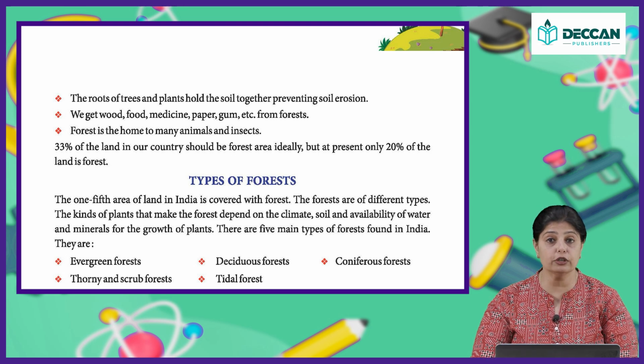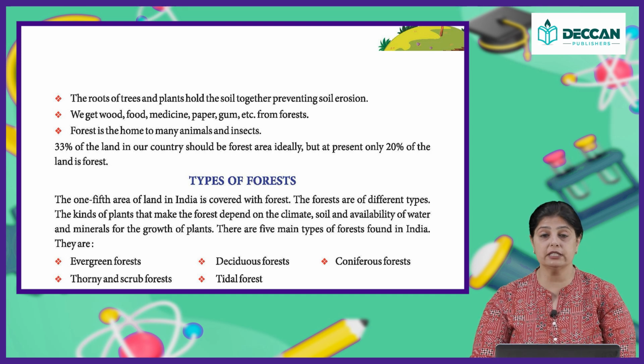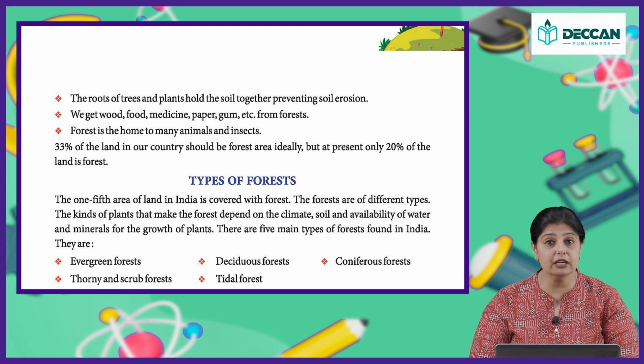So, 33% of the land in our country should be forest area ideally, but at present only 20% of the land is forest. Ideally it should be 33%, but the way developments are happening, a lot of forests are being cut down and cities are being built, or roads are being built or dams are being constructed in those areas, which has come down to 20% only.